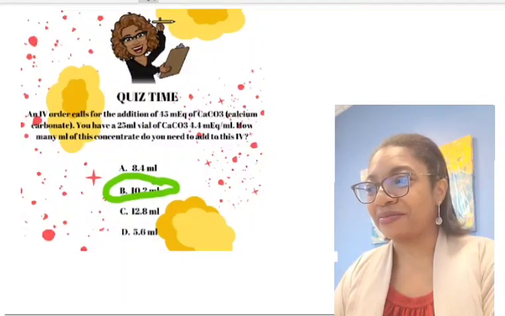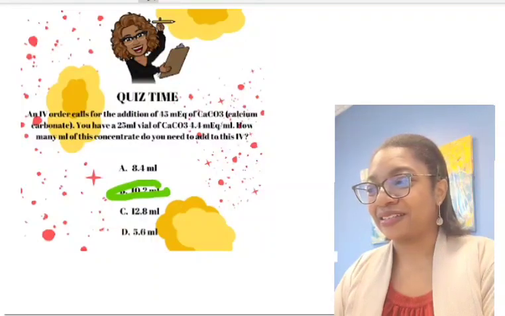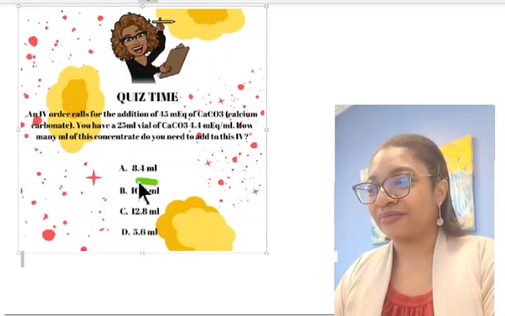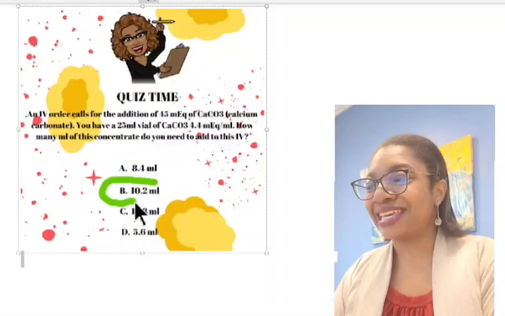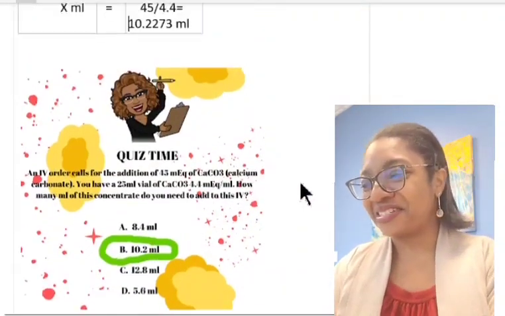Oh, I'm always so messy when I draw. Should I try it again? The correct answer is 10.2. All right, there you have it, Chill Pills.